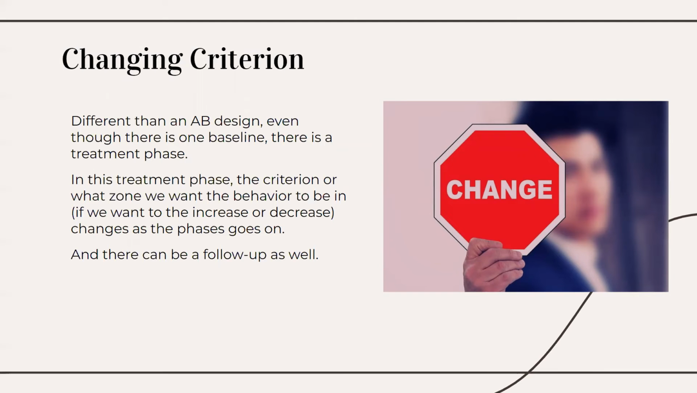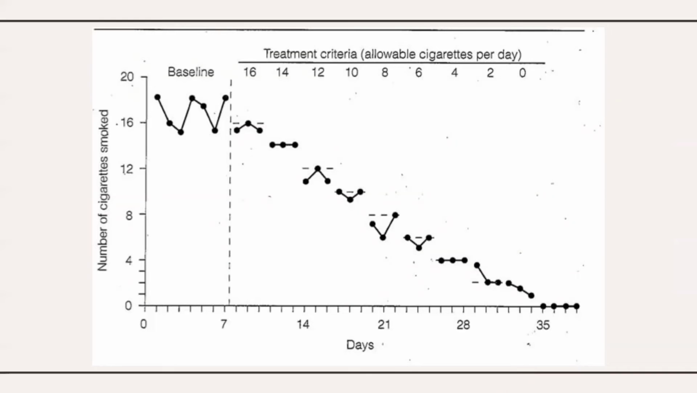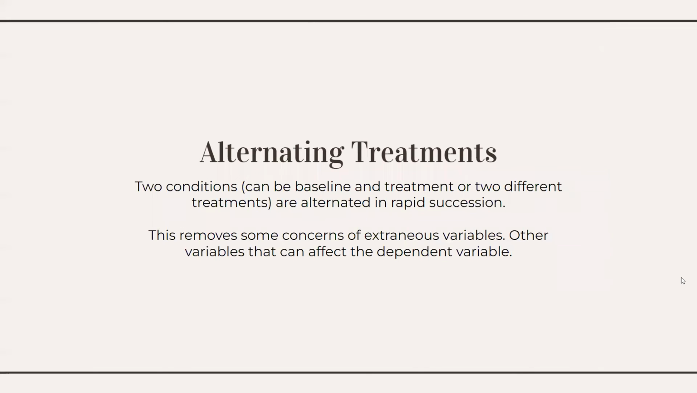Changing criterion design, on the other hand, even though it has 1 baseline and 1 treatment like the AB design, is different. In this treatment phase, the criterion, or what zone we want the behavior to be in, decreases or increases based on if we want the behavior to go up or down. And there can be a follow-up as well. Here we got a changing criterion graph. You can see that the behavior after the baseline starts to decrease. There are also lines that indicate the changing criterion that the behavior has to meet.